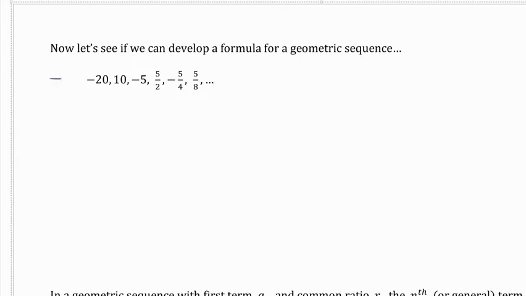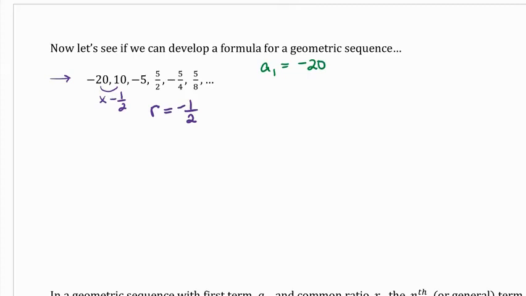Again, this is the same one we talked about on the first page of our notes today. So we already figured out that this was geometric, and we said to get from -20 to +10, we'd have to multiply by -1/2, right? So that means that our common ratio is -1/2. Okay, so again, if we think through getting a whole bunch of terms here, we already know that our first term is -20.